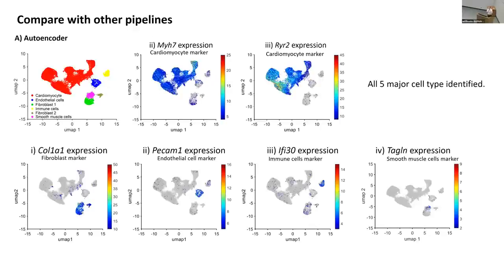So this is what the autoencoder produces. We plot the UMAP, we see the clusters, and we overlay the expression of cell type markers. So cardiomyocyte markers, like MYL7 and MYL2, define the red cardiomyocyte cluster. Collagen expression is over here. Hopefully you can see my pointer.